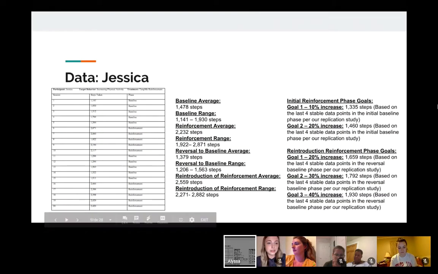This is the data that I personally collected throughout the experiment. It had baseline, my baseline range, my intervention, which is the reinforcement period, average and range, as well as the reversal, and then the final intervention.